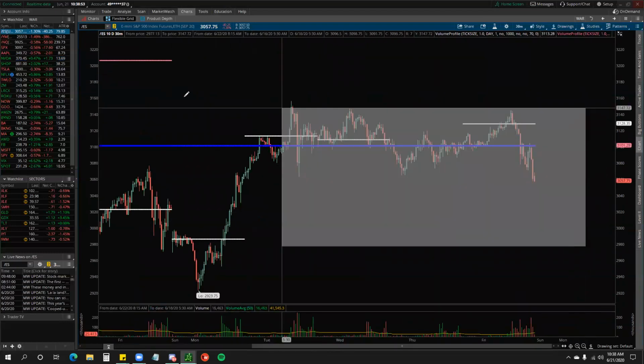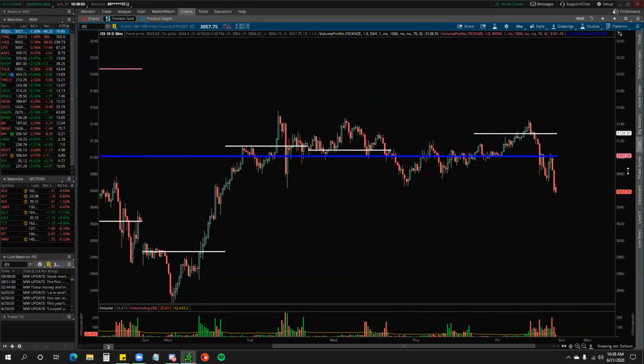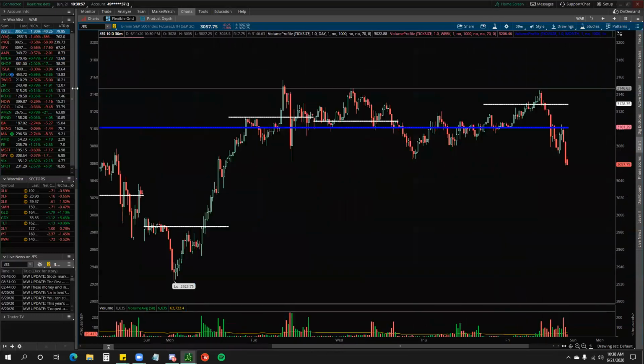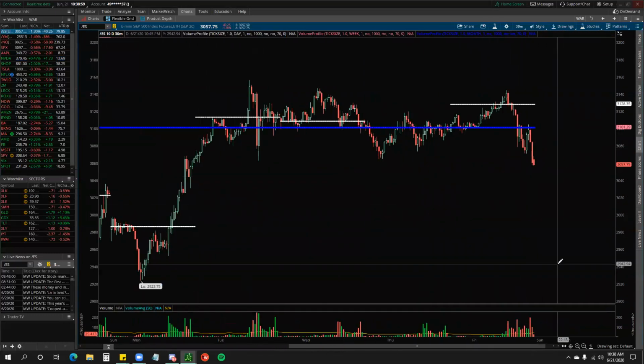So as we know, guys, this week was all about quad witching. And again, what was quad witching? All the contracts expiring, meaning big money doesn't want this market to move. How do we use this to our advantage? When they don't want it to move, what does that mean?